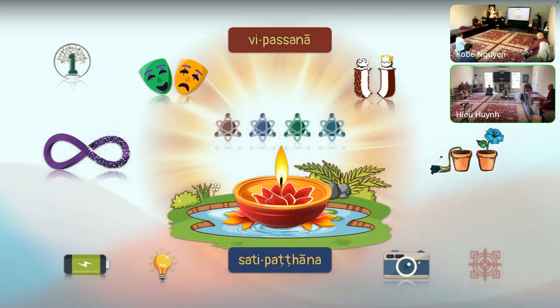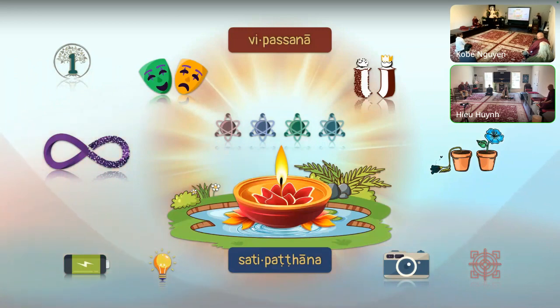So when you observe like that, you will see the true nature of the mind, that it is not permanent. It changes one after another, and it cannot go your way. It's unsatisfactory, and that's why it's called non-self.